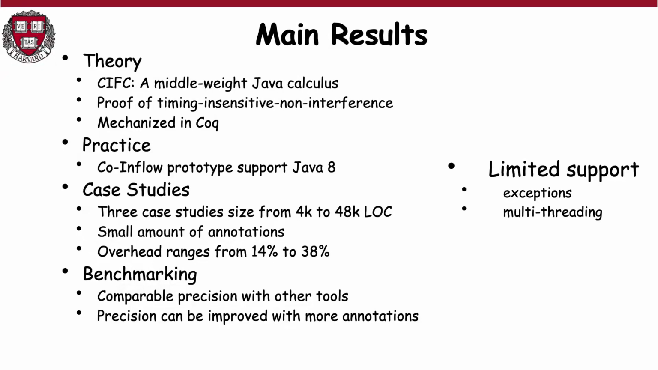To evaluate the feasibility and effectiveness of CallFlow, we use the prototype to conduct several case studies, and the results indicate that CallFlow is able to enforce information flow policies in existing Java applications with very few annotations and reasonable overhead. We also evaluate the precision of CallFlow with an information flow benchmark. The results show that CallFlow is as precise as other tools, and its precision can be improved with more annotations. One limitation of CallFlow is that we cannot precisely track information flow caused by exceptions. We leave that to future work.